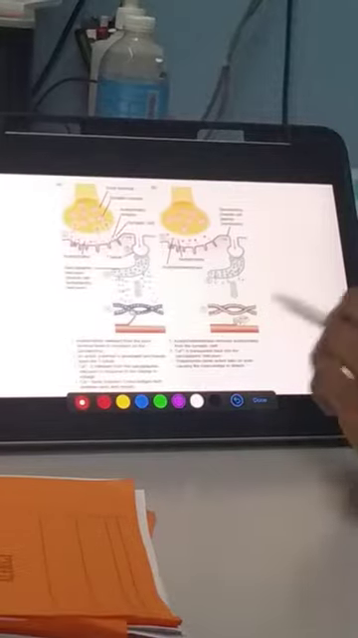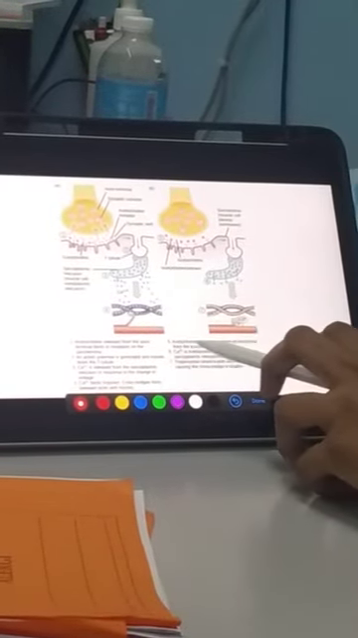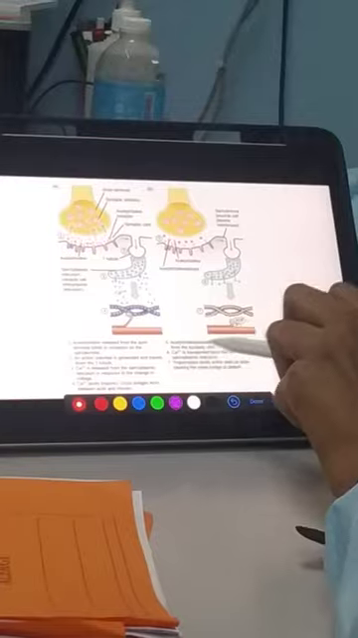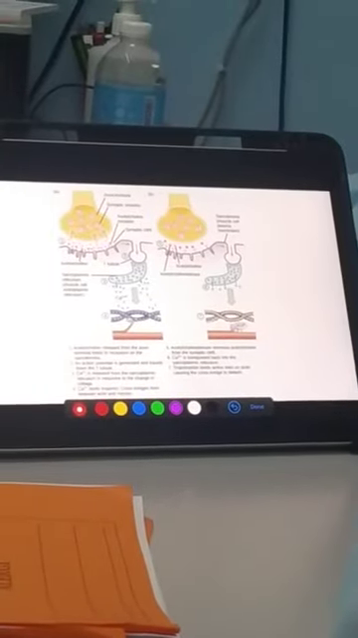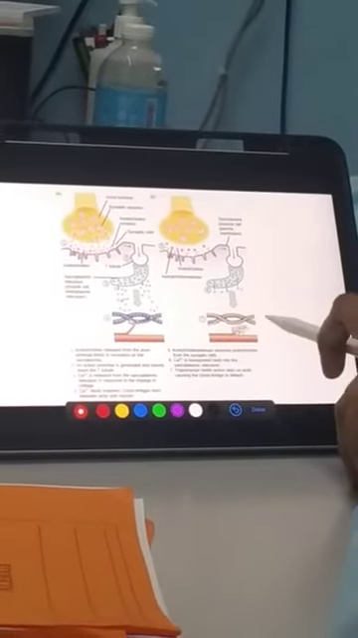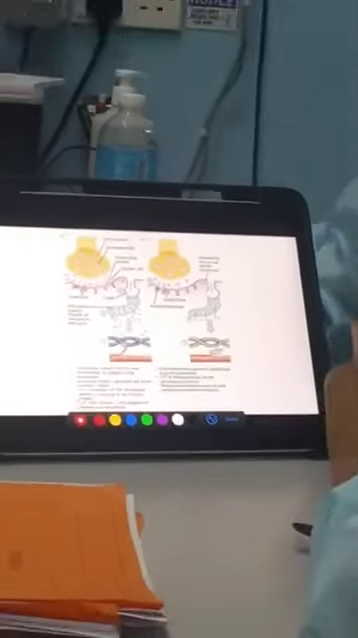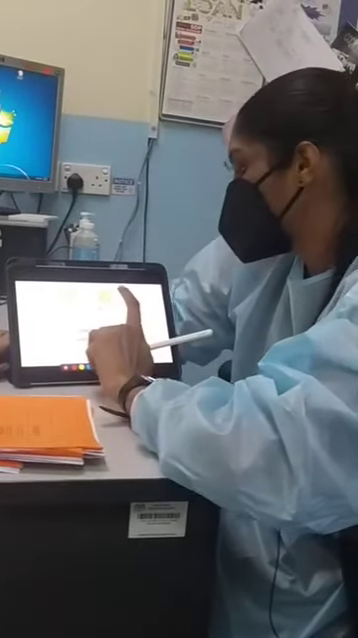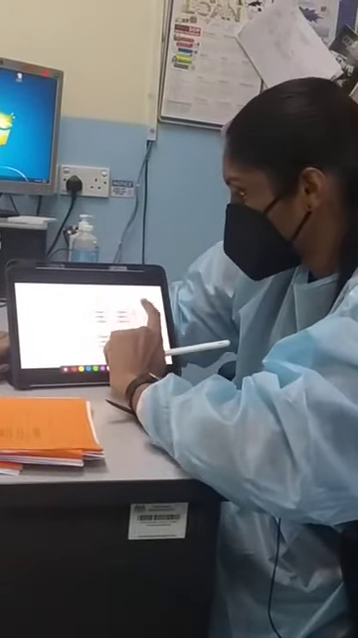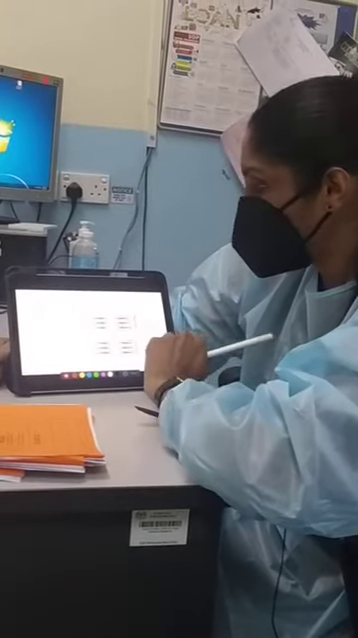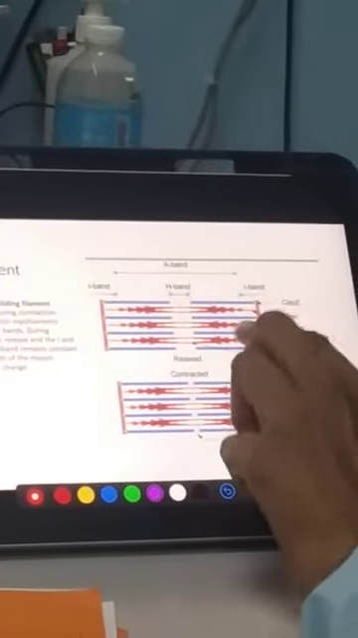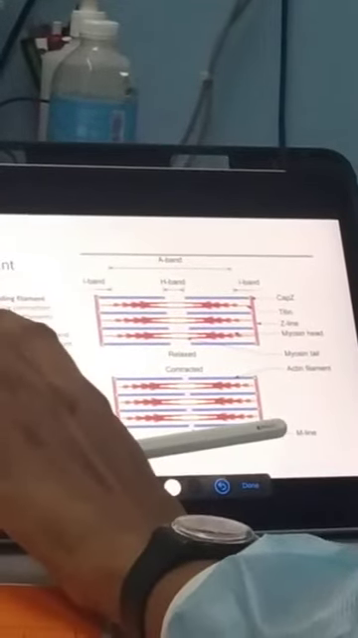What happens if there's a relaxation? Then the acetylcholinesterase will remove the acetylcholine from the synaptic cleft. Then the calcium will be transported back to the sarcoplasmic reticulum. The tropomyosin will bind to the active site on the actin, causing the cross bridge to detach. So this is about the sliding filament theory. If you see, the length will be the same, but the tension will be a bit different.